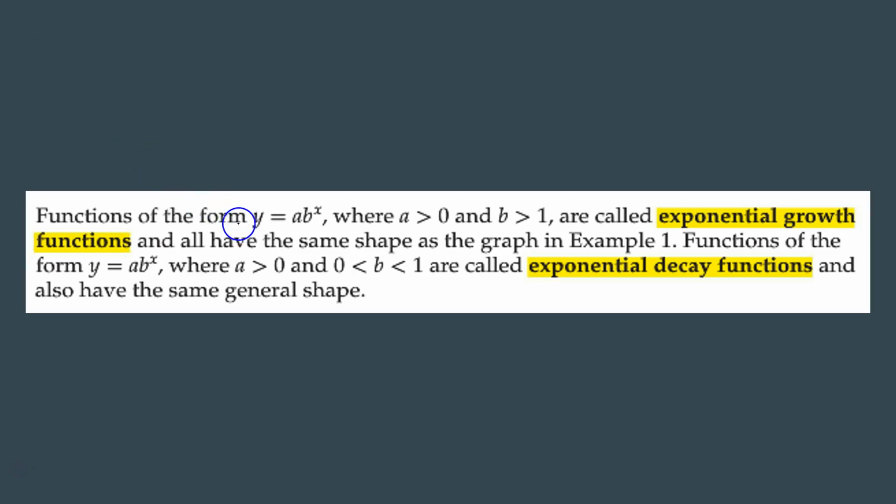So notice we have this formula. Notice we have these two different functions. They are both the same, but the main difference is our b's. If it's going to be a growth, b must be greater than 1. However, if it's going to be a decay, 0 is less than b, and also b is less than 1. And a is still going to remain the same. A always has to be greater than 0.